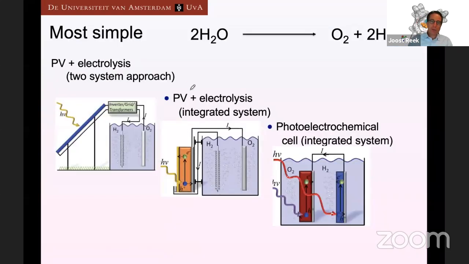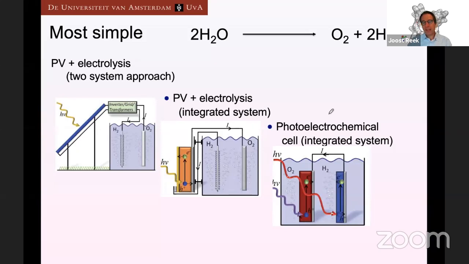This is already possible, and the most simple way of generating fuel from energy is electrolysis, so splitting water into oxygen and hydrogen. You can use solar panels and put them on the grid, and then if you have excess energy that you cannot use at any time, do an electrolysis reaction to form hydrogen. So this is current technology that's scaled up. Efficiencies are around 10%. You can also do it in an integrated way. Here you see a solar device connected to electrolysis on site, so they are directly connected.